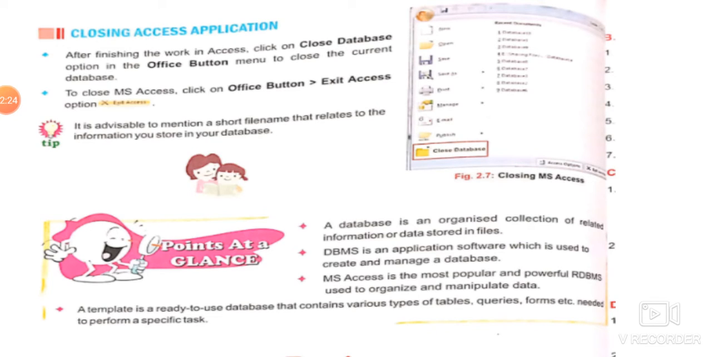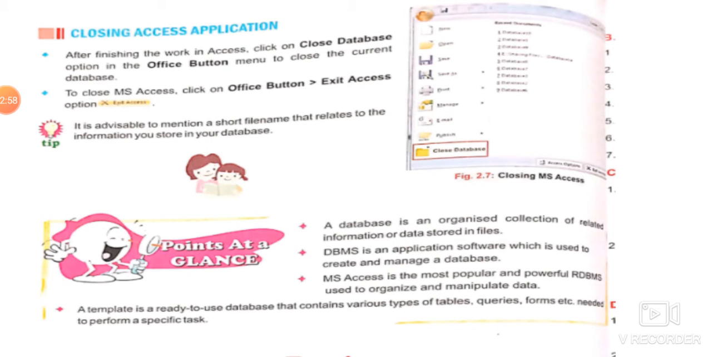You can see here that this button is called the Office button. When you click on this button, a list will appear. At the last you will find the option of closing the database. By clicking on this option you can close the database. As you close the database, only your database will be closed, and the MS Access window will appear, so you can create another database.